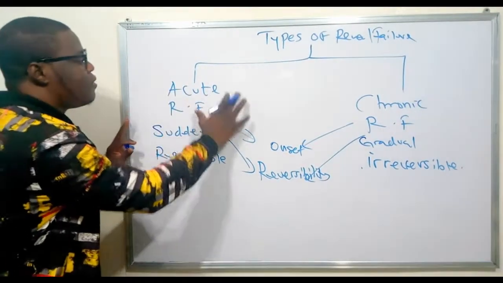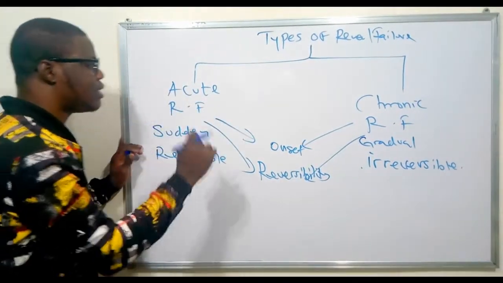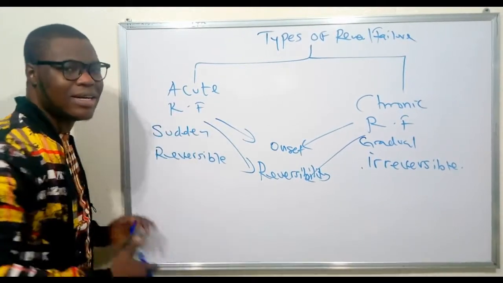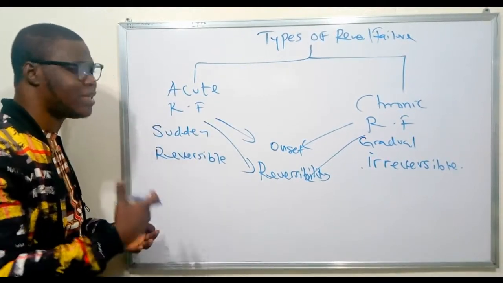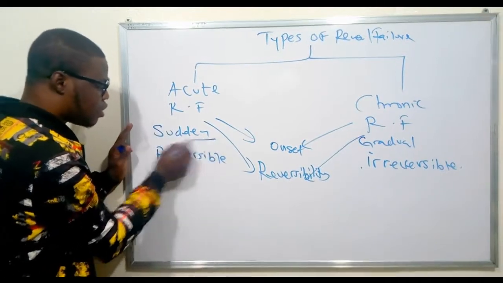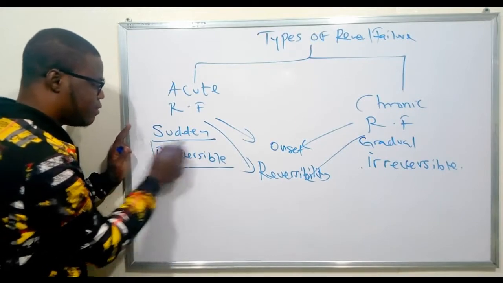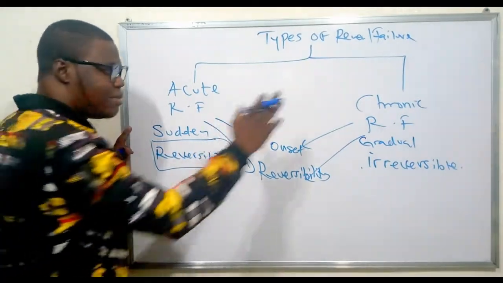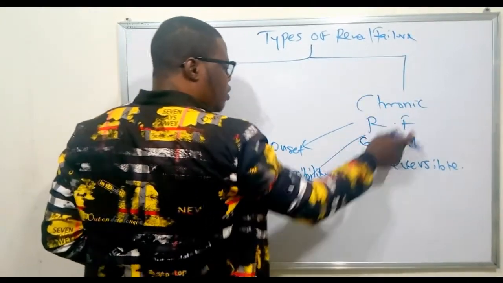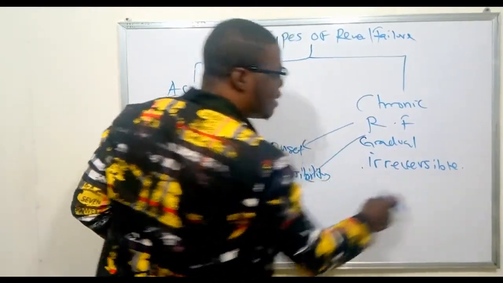If you want to define acute renal failure, you are going to define renal failure first: the inability of the kidney to perform its function, and it occurs suddenly and it is reversible. Same thing for chronic renal failure: inability of the kidney to perform its function, and it occurs gradually, and it is irreversible.